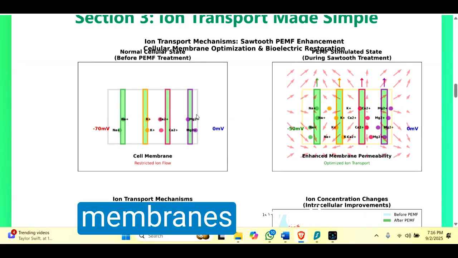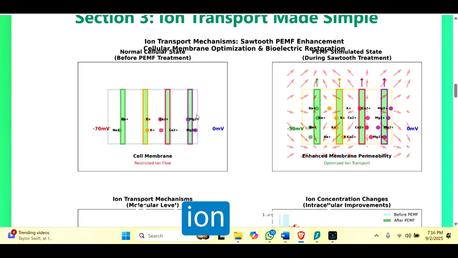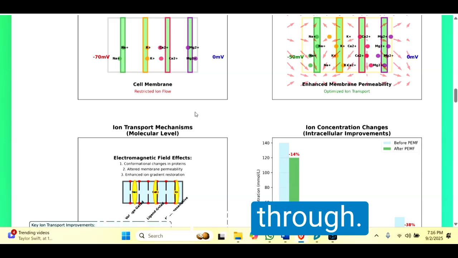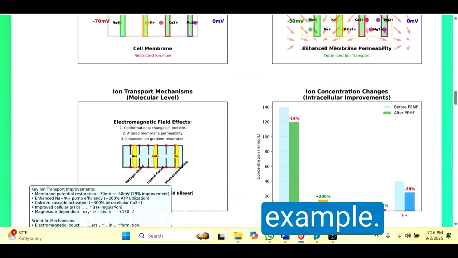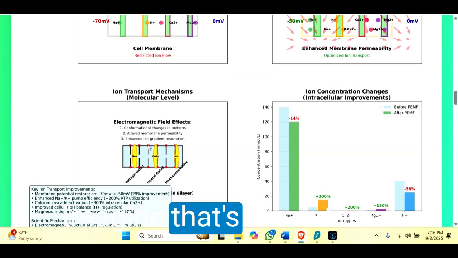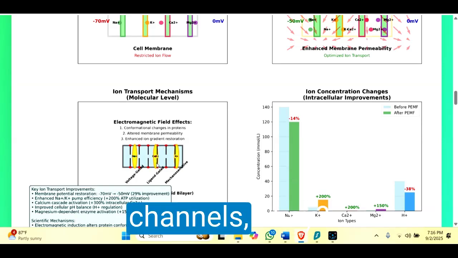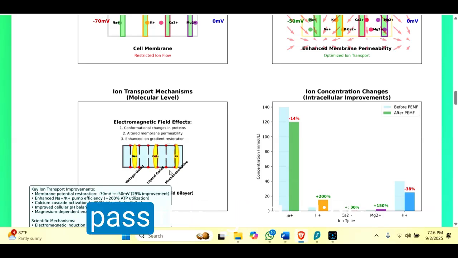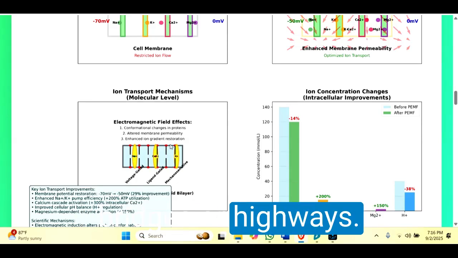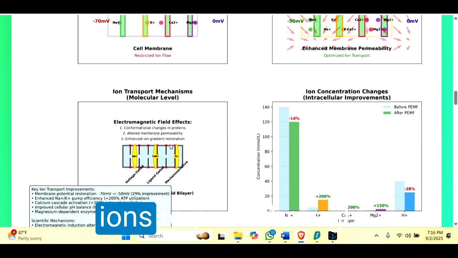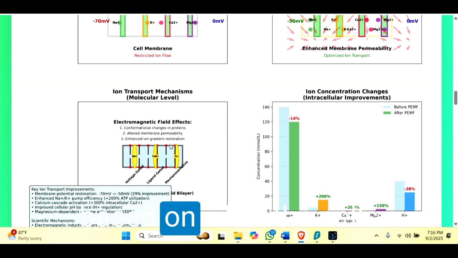Now, your cell membranes have these amazing structures called ion channels. Think of them as highly selective doorways that only allow specific ions to pass through. But here's an example. Imagine that's the external part of the membrane layer of a cell, the cell wall. So you got little channels, okay, where the ions can pass through, like little bridges or highways. So there's selective doorways, these ion channels. They only allow specific ions to pass through based on what the cells need.